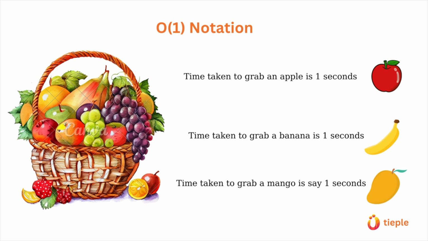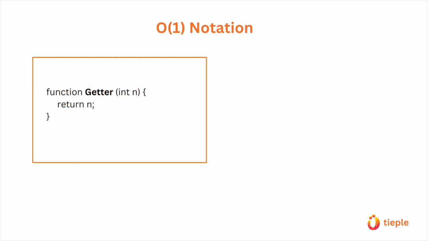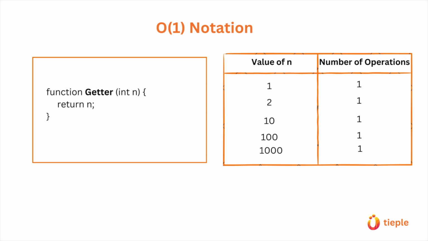Now, think about a method that would simply give you back whatever you put in, whether you give it 1, 2, 10, 100 or 1000. It always takes just one step to return it. This is the magic of O of 1 complexity.